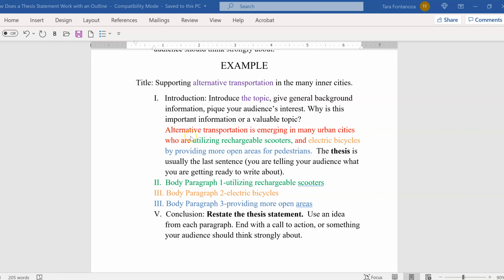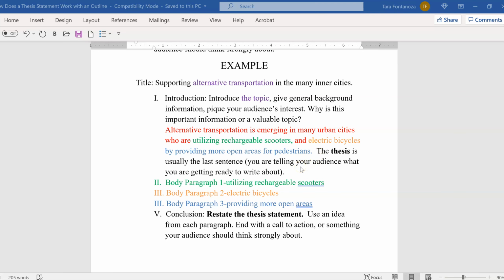Here's red because we're beginning our thesis statement, and here are the different parts. Alternative transportation is emerging in many urban cities who are utilizing rechargeable scooters and electric bicycles by providing more open areas for pedestrians. So I'm going to be talking about alternative ways. I pulled out the subject of rechargeable scooters and electric bicycles. Remember, once again, the thesis statement is usually the last sentence.